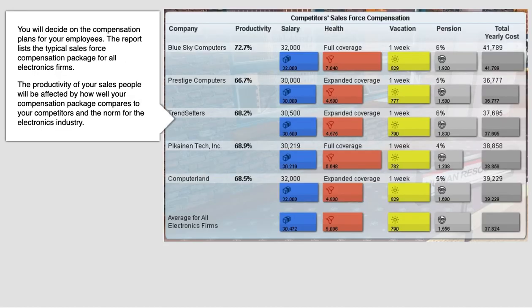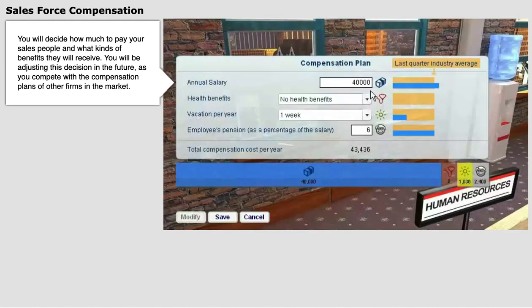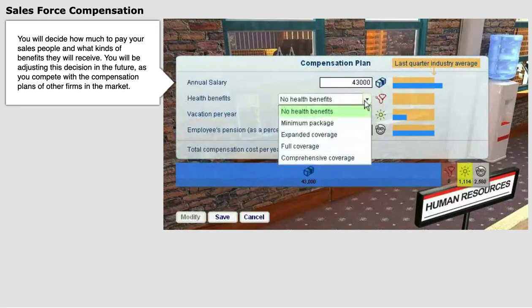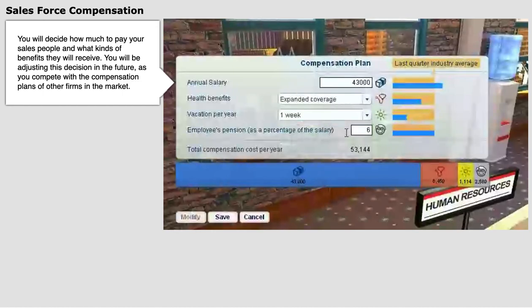You will decide on the compensation plans for your employees. The report lists the typical sales force compensation package for all electronics firms. The productivity of your salespeople will be affected by how well your compensation package compares to your competitors and the norm for the electronics industry. You will decide how much to pay your salespeople and what kinds of benefits they will receive. You will be adjusting this decision in the future as you compete with the compensation plans of other firms in the market.